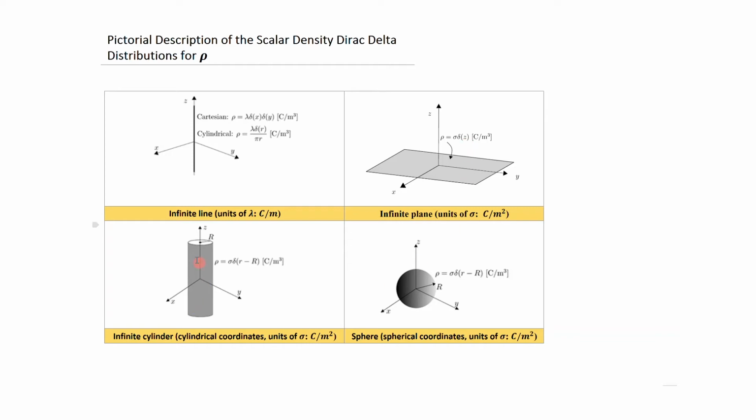This is an infinite cylinder, and in this case, it's got a surface charge on it, and so in this case, rho would be sigma times delta r minus R, where R is the radius of this cylinder. And again, the units of rho remain always as coulombs per cubic meter. And here's a sphere with a surface charge. In this case, it would be similar to this one, but now this r represents the radius that points in all directions in space. Here, the radius was only pointing parallel to the xy plane.